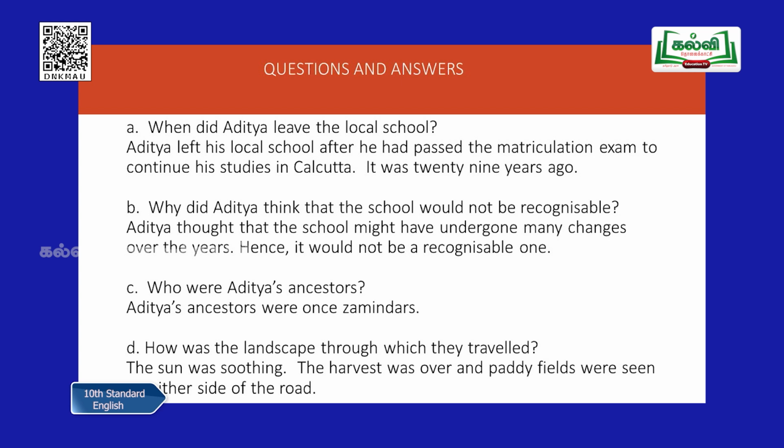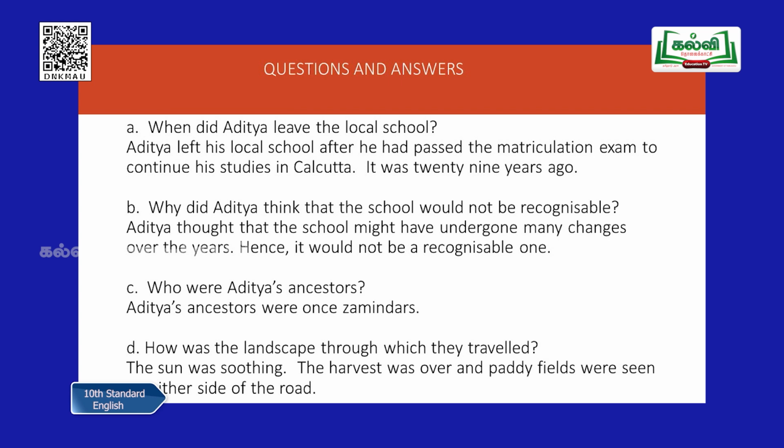Aditya thought that the school might have undergone many changes over the years, because in this long period, in these 29 years, Aditya just thought definitely the school might have undergone so many changes and it would not be a recognizable one. So that's why he thought that it would not be a recognizable one.